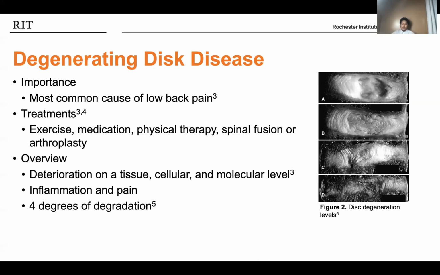As you can see in figure 4, there are 4 different degrees. So at the very top, that is minimal degradation from a relatively healthy disc. And as you go down, the degradation gets worse.